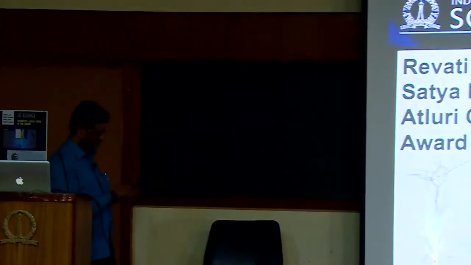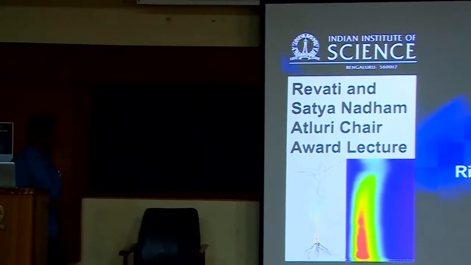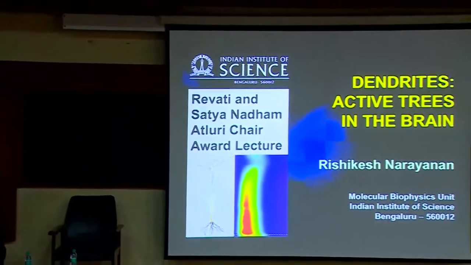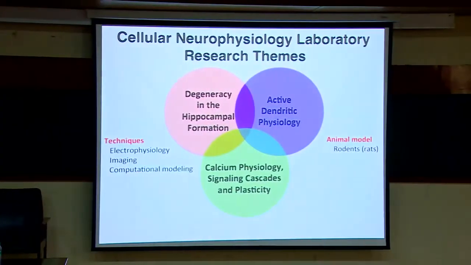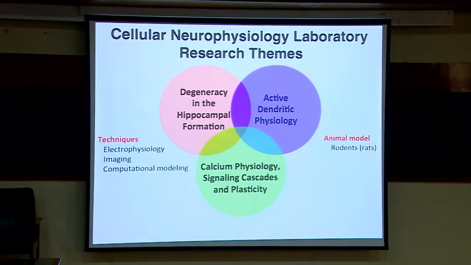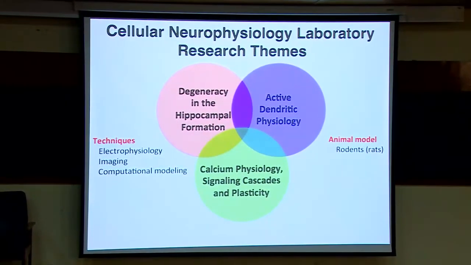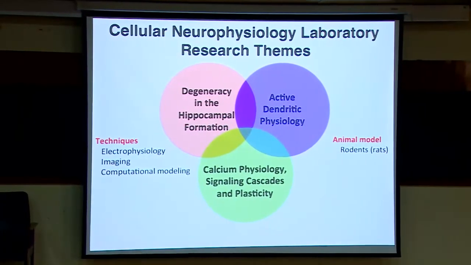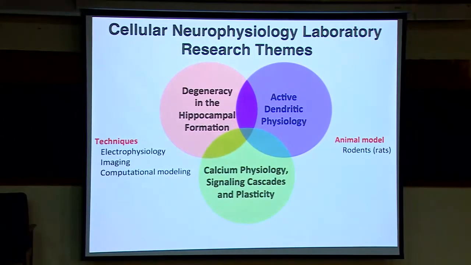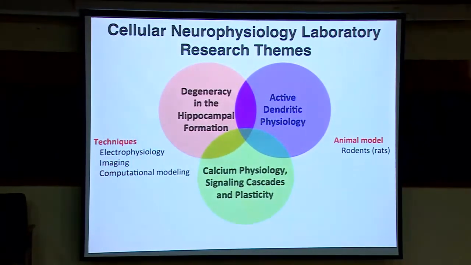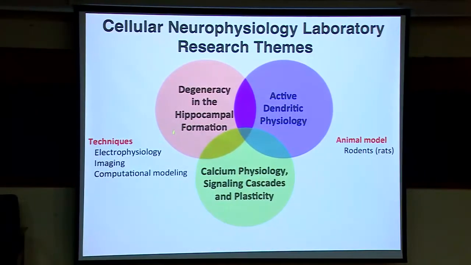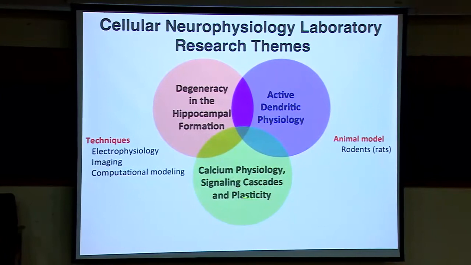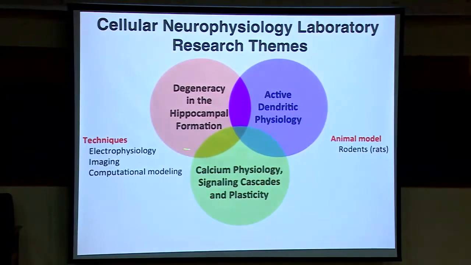Now, I'd like to go step by step. Let's see where we get as we go through. So I call my laboratory the cell and neurophysiology laboratory. There are several research themes associated with this. One of the main themes that we work on is degeneracy in the hippocampal formation. The second theme is active dendritic physiology, and the third theme is calcium physiology and plasticity.